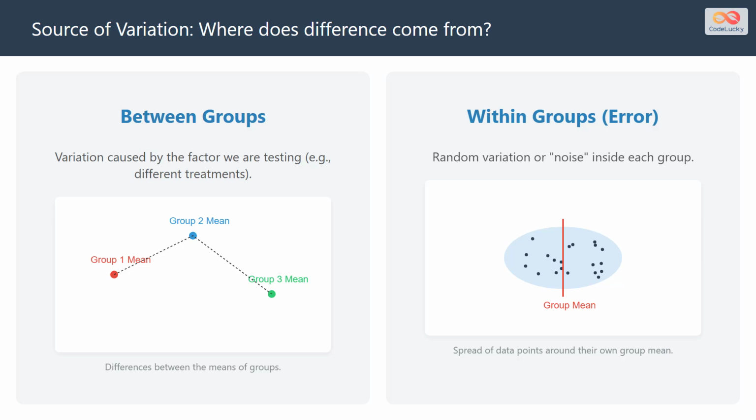The core concept of ANOVA is splitting variation into two types. First, we have between groups variation. This is the good stuff. It is the difference caused by the actual treatment or factor we are testing, like the difference between group means. Second, we have within groups variation. This is just random noise or error inside each group, where data points spread out around their own average. ANOVA compares these two.